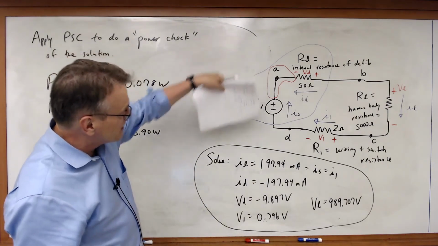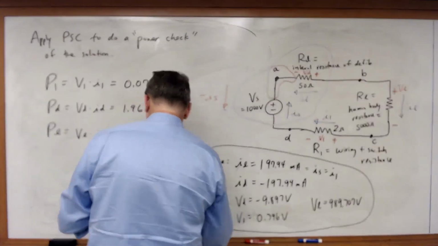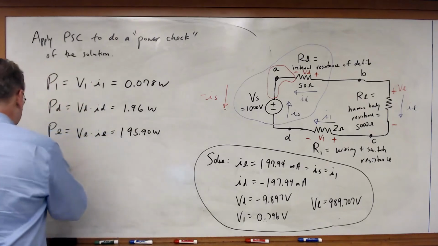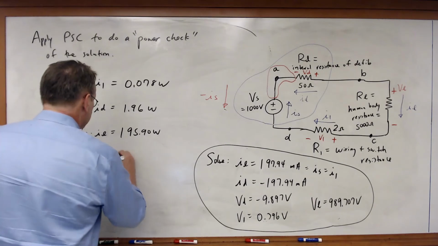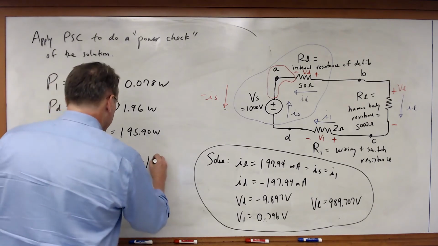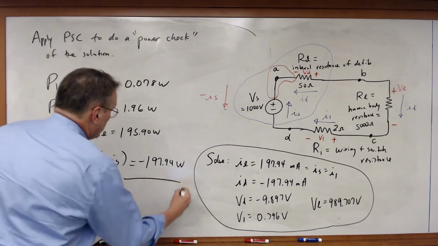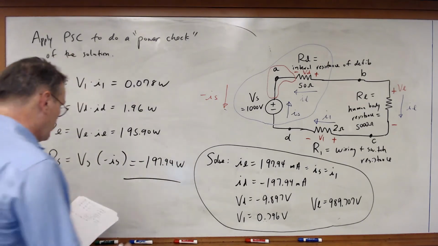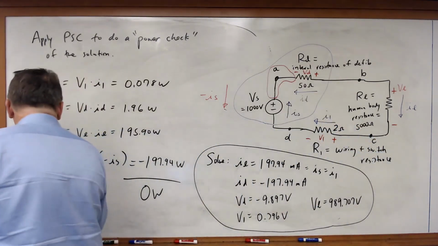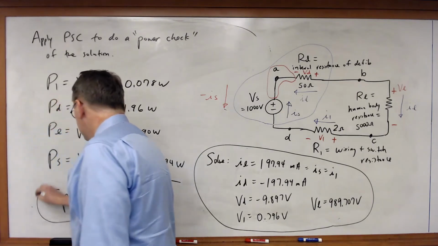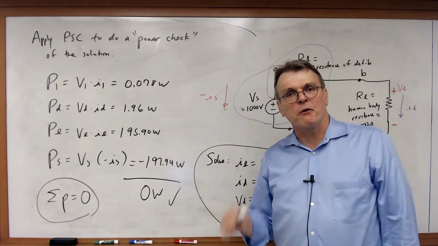But I can absolutely flip it around and say minus IS. Now the current's entering the positive terminal, which means that the power of that voltage source will be equal to Vs times minus Is, which will be equal to minus 197.94 watts. And if you add all of those together, you get 0 watts. So in other words, the sum of the powers must be equal to 0. Check. I know I got the right answer because I got the correct power balance.